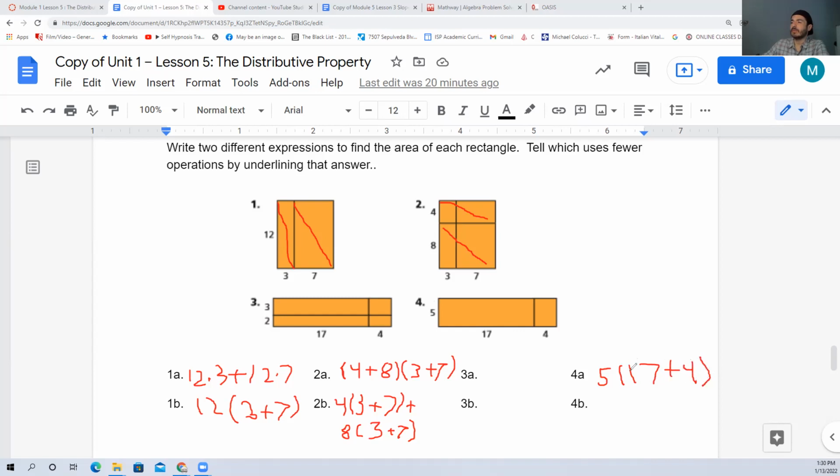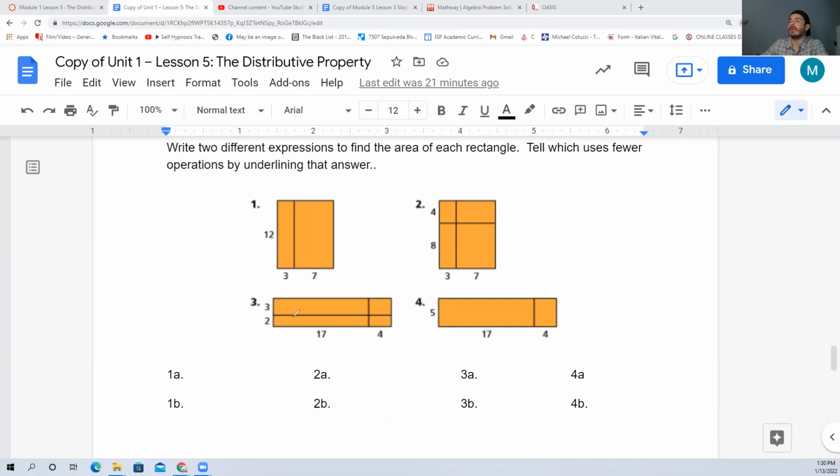Close parentheses. I'm multiplying it by the sum of those two lengths to get my answer, 17 plus 4. That'll give me the whole area. Or I can go, what's the other option here? I can go 5 times 17. That'll give me the box on the left, plus 5 times 4. That'll give me the box on the right. And if I add the two of them together, I get the whole orange box. Cool. Okay, we're going to clear that. You can always pause it and come back to it.